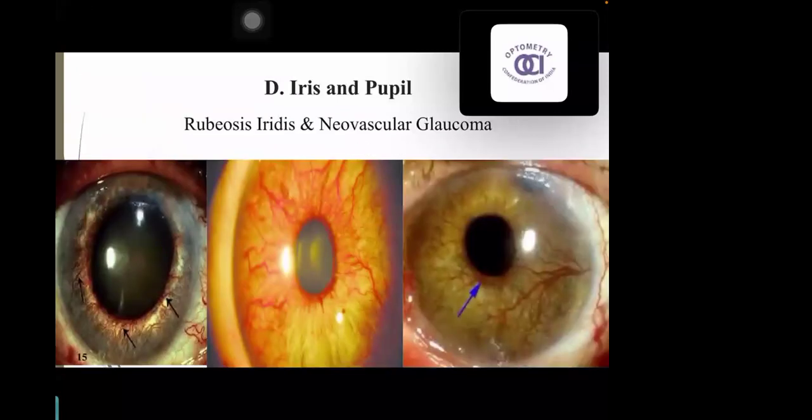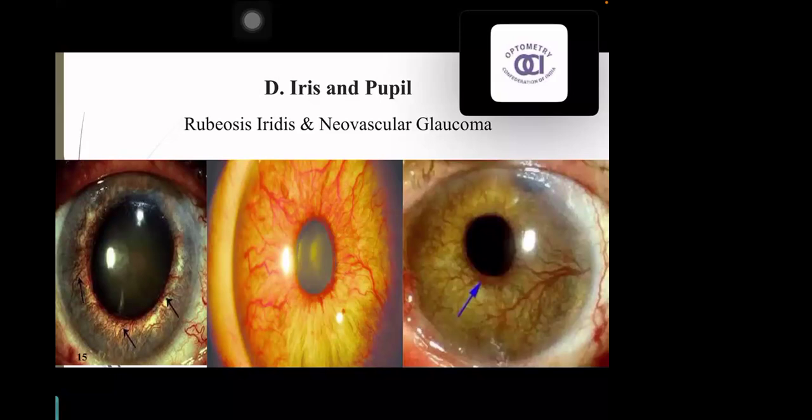Now let's discuss changes involving the iris and pupil. The most important condition here is neovascularization of the iris, also known as rubeosis iridis. This happens when proliferative diabetic retinopathy leads to severe retinal ischemia. The hypoxic retina releases VEGF, which diffuses into the anterior chamber and stimulates new vessel formation on the surface of the iris. These new vessels first appear around the pupillary margin and later spread to the angle of the anterior chamber. The condition is not just a cosmetic issue, it can be sight-threatening.